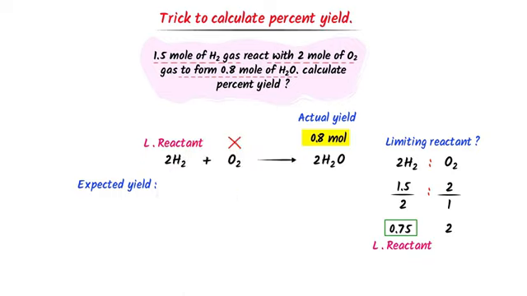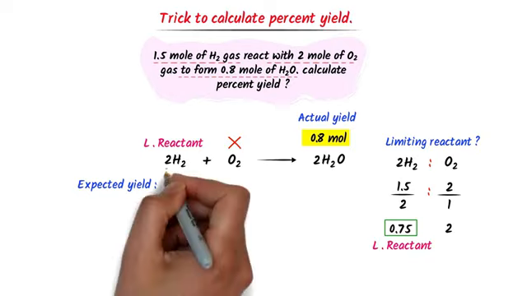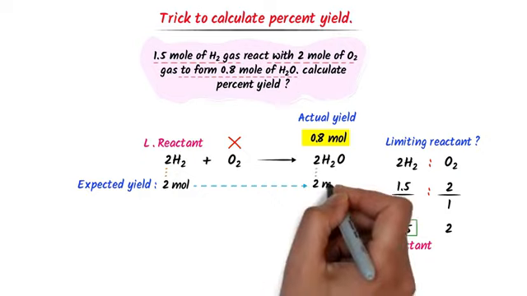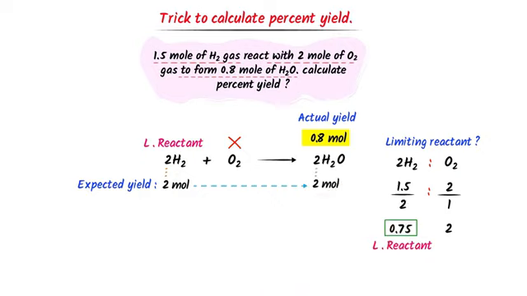Now listen carefully. I expect that 2 moles of hydrogen gas react with oxygen to form 2 moles of H2O. Here, the given number of moles of hydrogen is 1.5 moles.